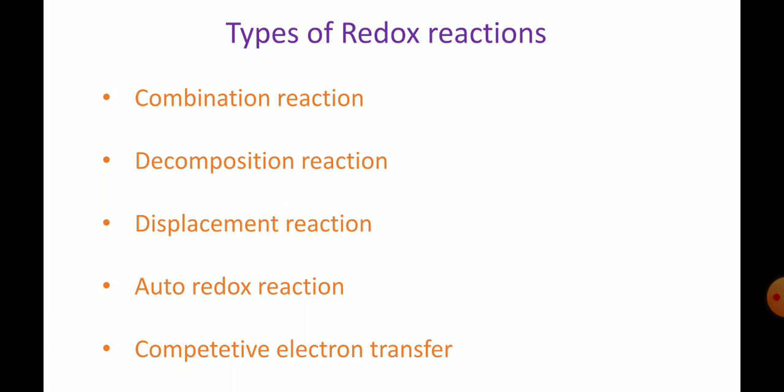What are they? Number 1 is combination reaction, number 2 is decomposition reaction, number 3 is displacement reaction, and in the displacement reaction we have 2 types further. Those are metal displacement and non-metal displacement. Then the fourth one is auto redox reaction, and finally competitive electron transfer. Okay, so these are the types of redox reactions. Combination reaction, decomposition reaction, displacement reaction, auto redox reaction, and finally competitive electron transfer. Okay, let us see the types one by one.